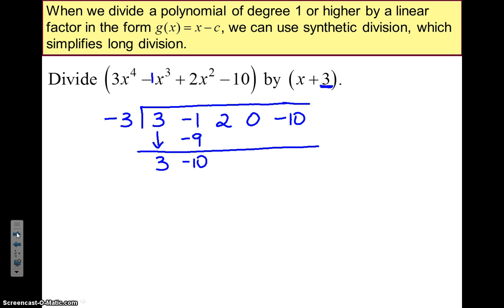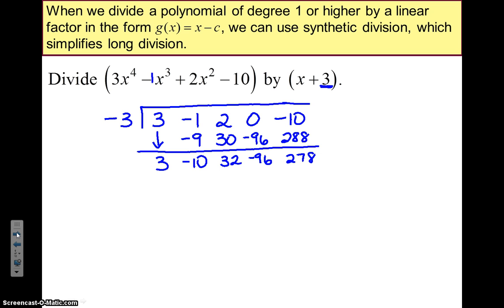And then I repeat this process of multiplying the value under the line by the negative 3. So negative 3 times negative 10 is 30. I add and get 32. I multiply again. Negative 3 times 32 is negative 96. Add and get negative 96. Negative 3 times negative 96 is positive 288, and then when I add I get 278.